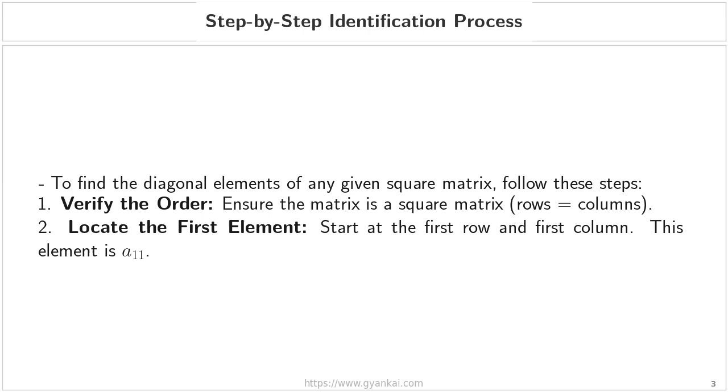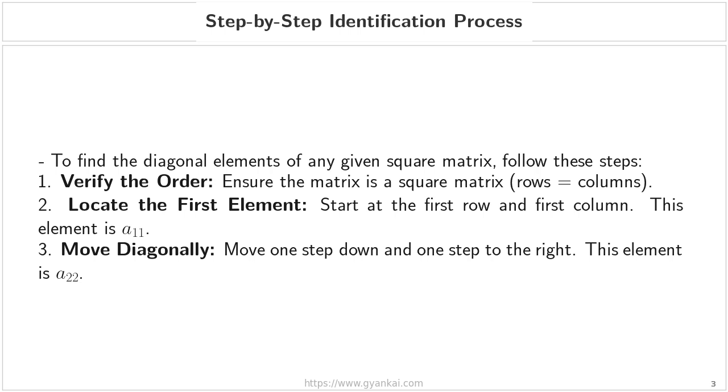Once you have confirmed the matrix is square, begin by locating the first element. Start at the top left corner, which is the intersection of the first row and the first column. In mathematical notation, we refer to this element as a sub 1 1. Next, move diagonally by taking one step down and one step to the right. This will lead you to the element in the second row and second column, which is known as a sub 2 2.